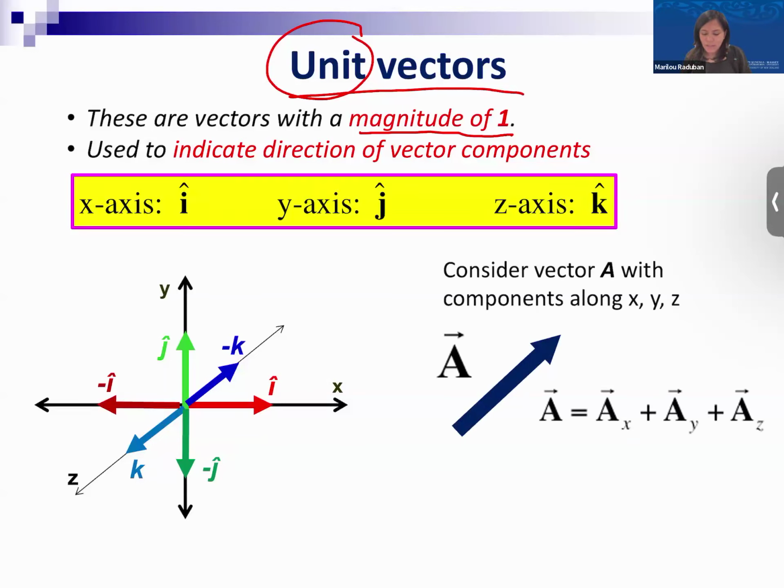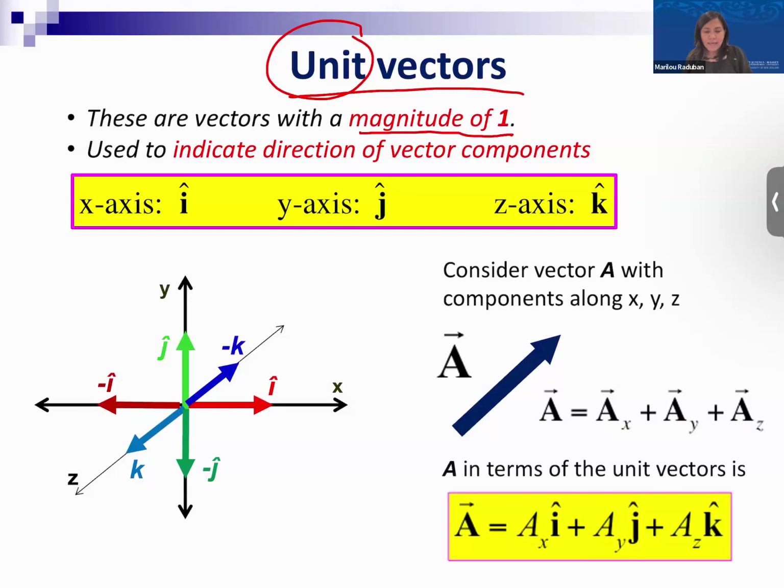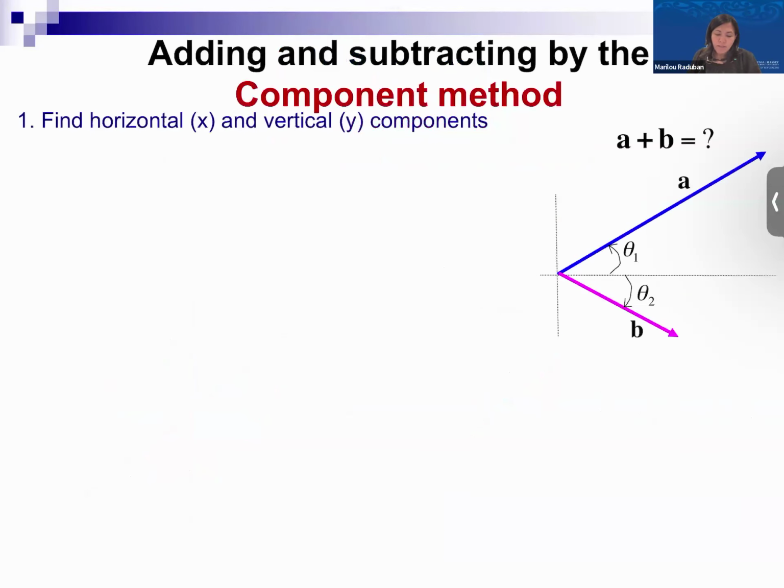So if you have a vector that has x, y, and z components, you can indicate the directions of the x, y, and z components by using the i hat, j hat, and k hat unit vectors. So we'll be using i, j, k unit vectors quite often, especially when we go into forces.